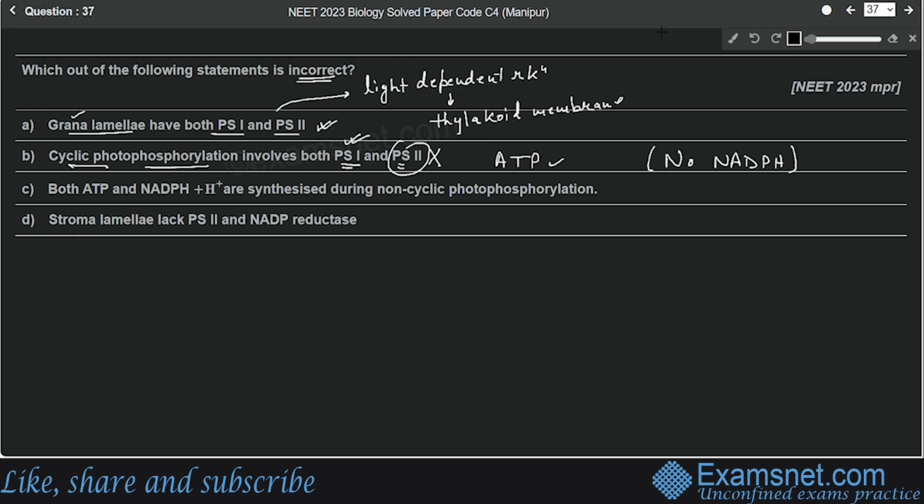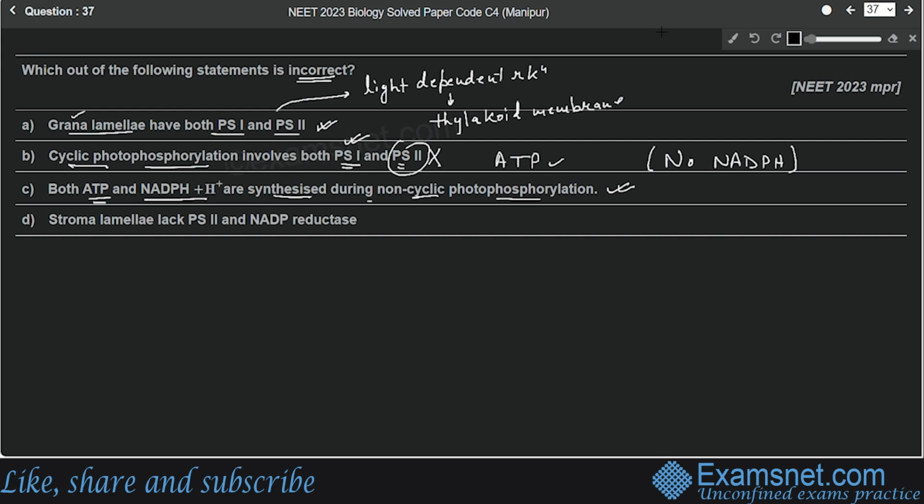And the third statement says both ATP and NADPH plus H plus are synthesized during non-cyclic photophosphorylation. So yes, this is a correct statement. In the previous statement, we saw that in cyclic photophosphorylation, only ATP is produced and NADPH is not produced. But in non-cyclic photophosphorylation, both are produced. Therefore, the third statement is correct.